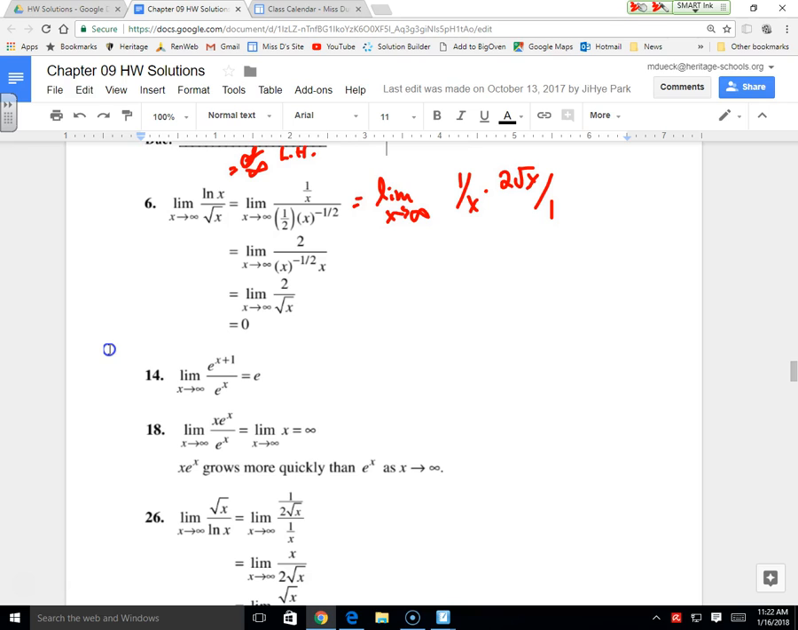And remember, if the limit is 0, that means that the numerator is moving slower or has a slower rate of growth than the denominator. Does that make sense? Cool. Number 43 is where we're going next.